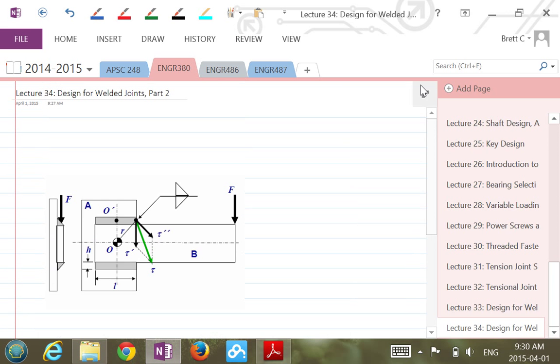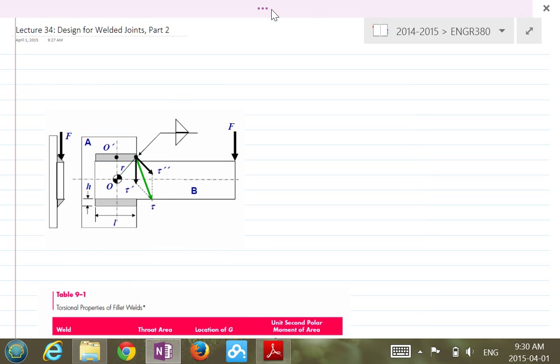Okay, morning. Let's start the lecture. We'll finish the design for welded joints today. Then we only have one more content, which is the spring, and we'll cover that next week.